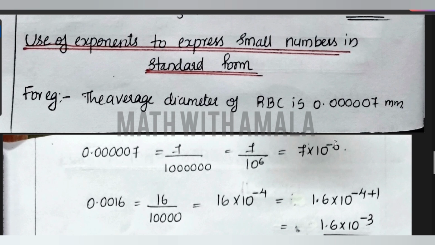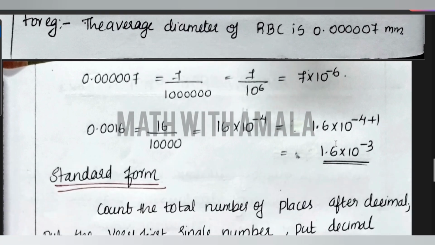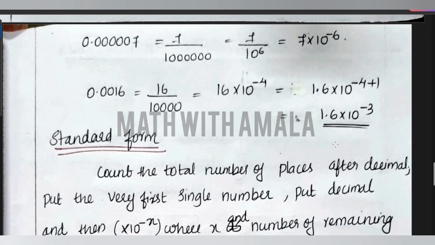Next one, use of exponents to express small numbers in standard form. For example, the average diameter of an RBC, that means red blood cell, is 0.00007 millimeter. You can express this in the standard form. For that, you have to write 7 first, which is the only single digit in it, then into 10 raised to minus 6. That means count how many positions there are after the decimal point. You have to raise it towards the power.